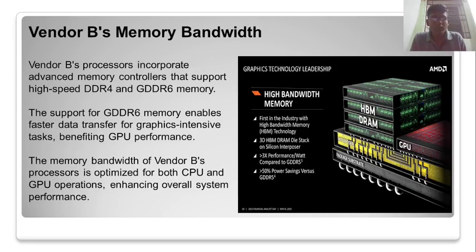Vendor B memory bandwidth. Vendor B processors incorporate advanced memory controllers that support high-speed DDR4 and GDDR6 memory. The support for GDDR6 memory enables faster data transfer for graphics-intensive tasks, benefiting GPU performance. The memory bandwidth of Vendor B's processors is optimized for both CPU and GPU operations, enhancing overall system performance.